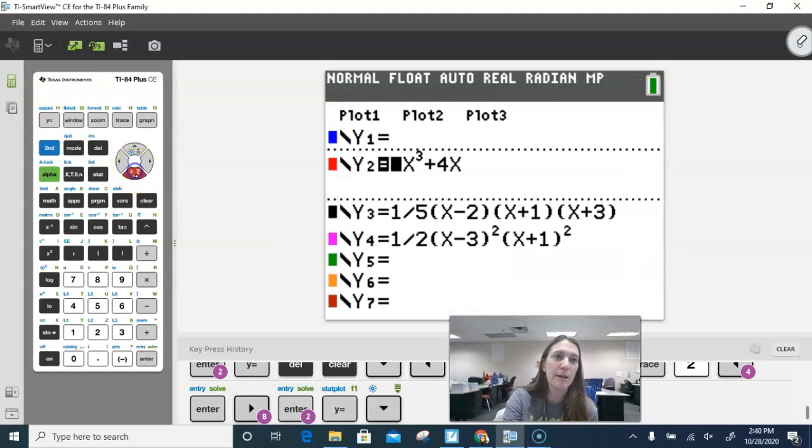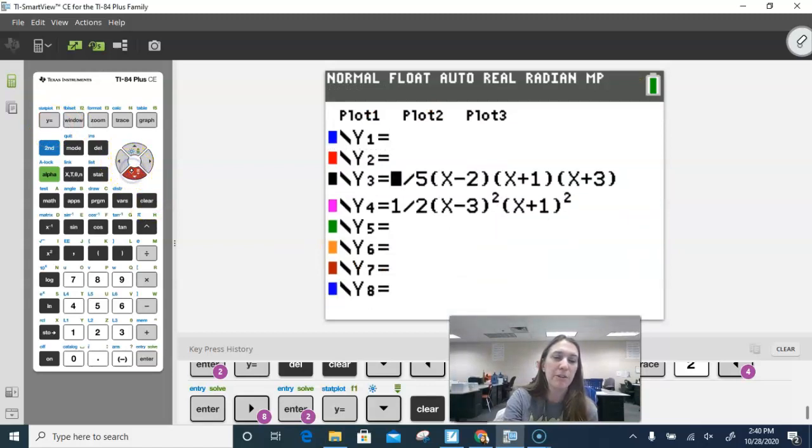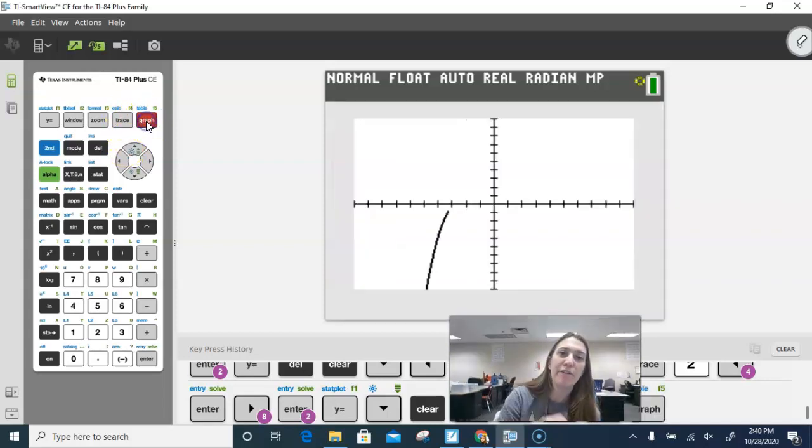For me, I'm going to clear out the one we're done with, and I'm going to turn on that particular function by hitting enter to darken the equal sign. All right, so pause the video and get that typed in: 1/5 times x minus 2 times x plus 1 times x plus 3. And then we graph. Ooh, that's pretty.